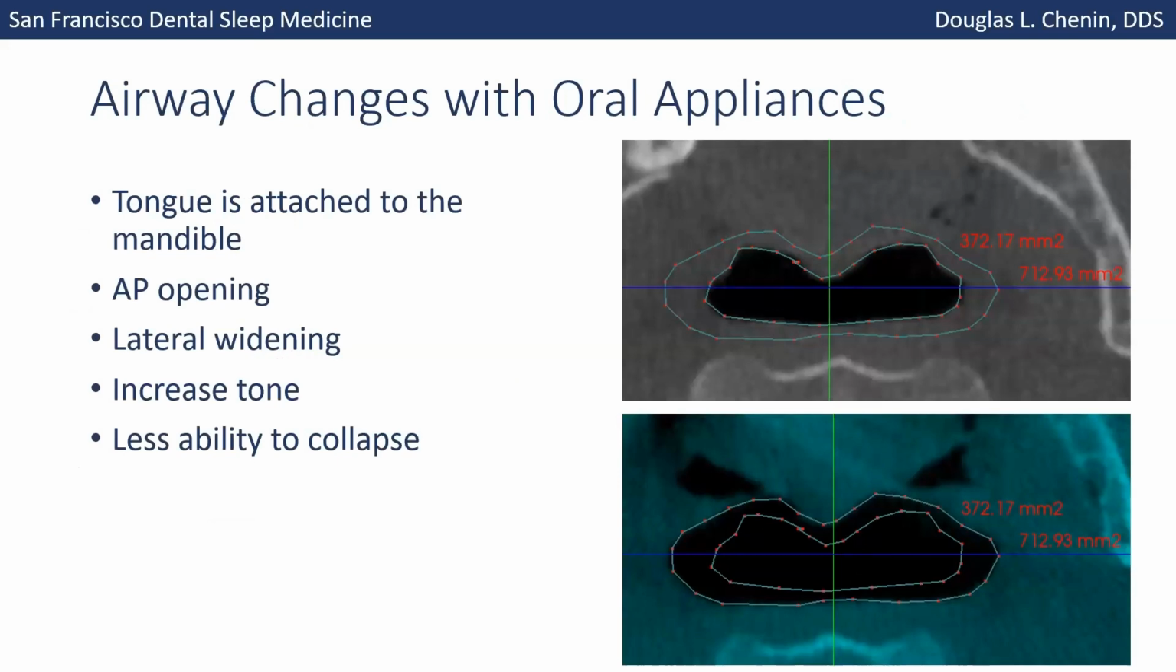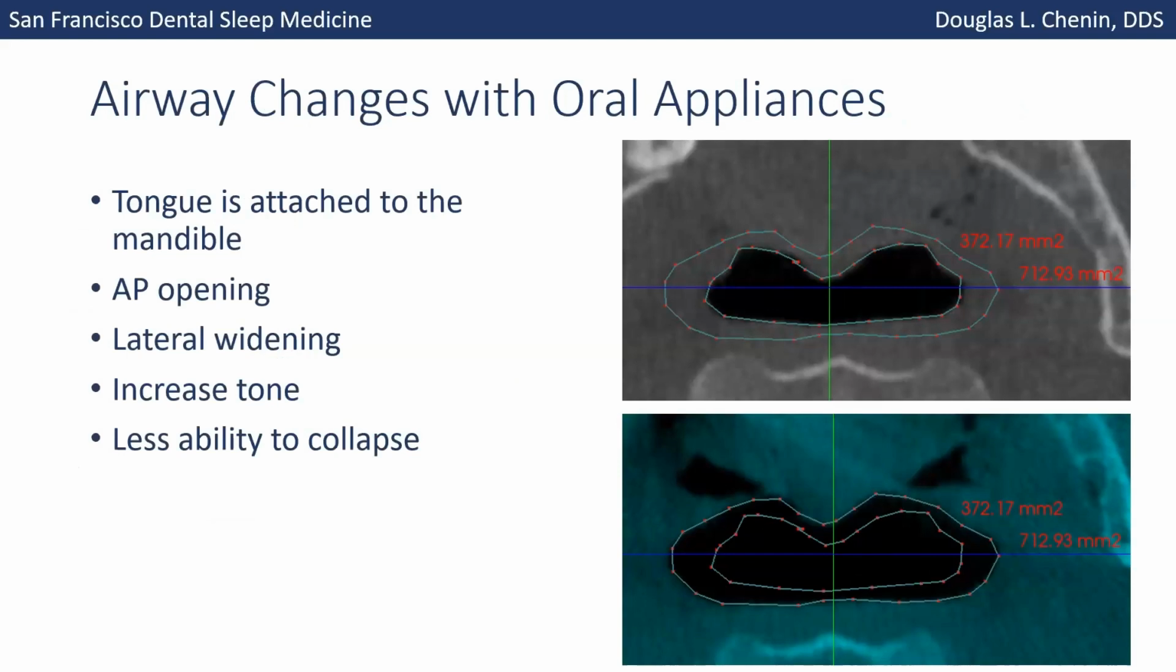We don't scan patients all the time pre and post, but this was a research project. And just to show what happens with an oral appliance, when you bring the jaw forward, the airway actually opens up in all dimensions. You actually get a lateral increase, an anterior-posterior increase as well. So it's not just that you're pulling the tongue forward and away from the back of the throat. You actually do get an expansion all around.